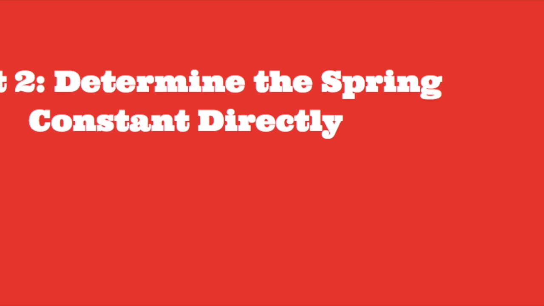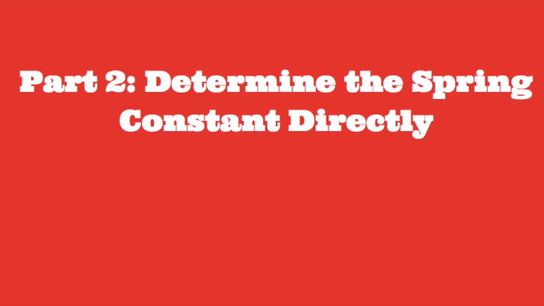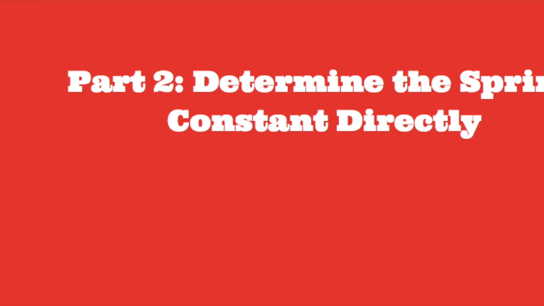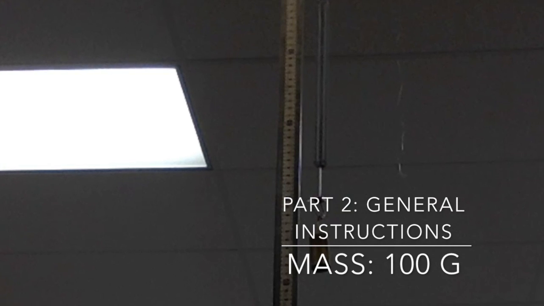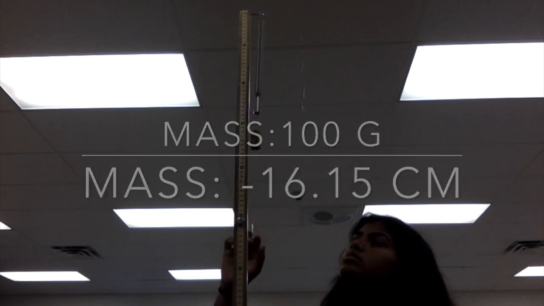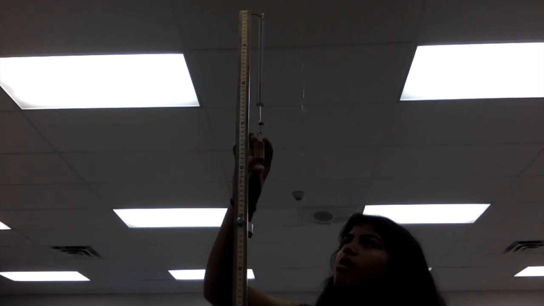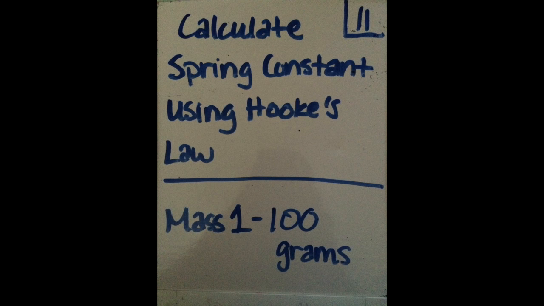Part 2. Determine the spring constant directly. The objective of this experiment is to determine the spring constant of a spring directly using the principles of Hooke's law. This time, instead of a motion sensor, attach a ruler to the ring stand. Hang a 100-gram mass and record its displacement. The displacement for the 100-gram mass is negative 16.15 centimeters.